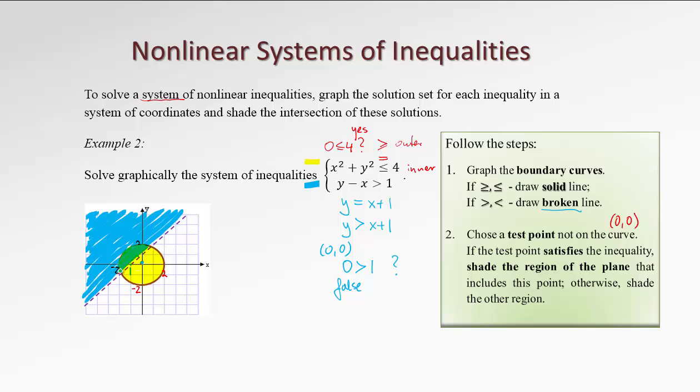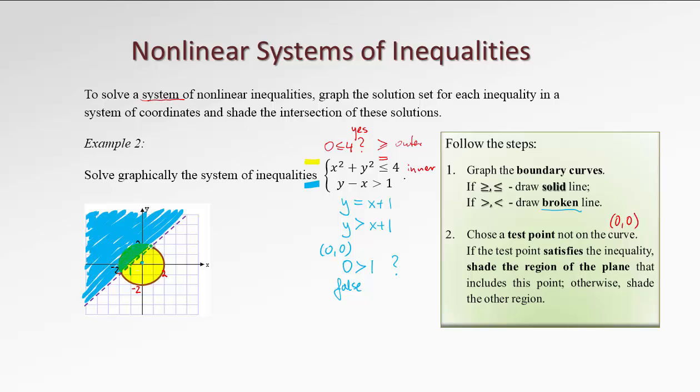So, since points on the circle and in the blue region satisfy both inequalities, they should be included in the solution set. However, the points on the line, since they do not satisfy the second inequality, they have to be excluded from the solution set.